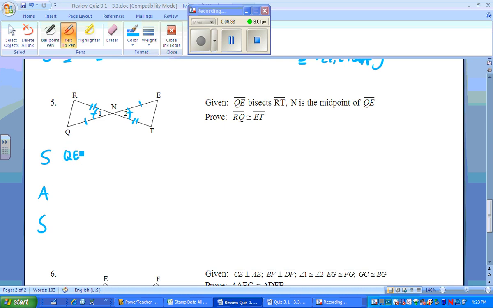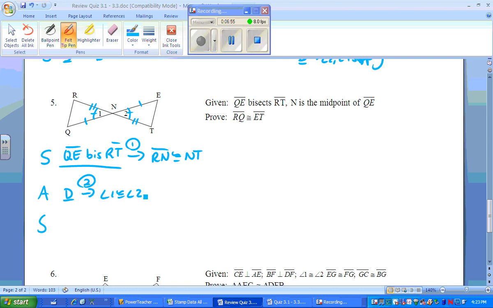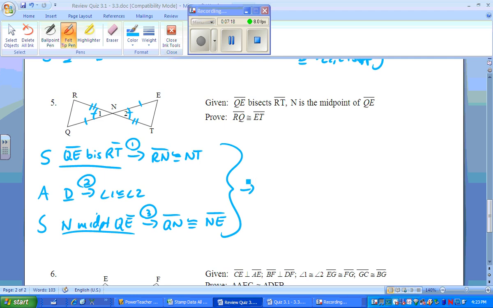So we got QE bisects RT, arrow out. Reason 1, we got RN being congruent to NT. The angle comes from the diagram. Reason 2, angle 1 is congruent to angle 2 because vertical angles. And then we have N is the midpoint of QE. Reason 3, we have QN being congruent to NE. These 3 together, I'm up to reason 4.